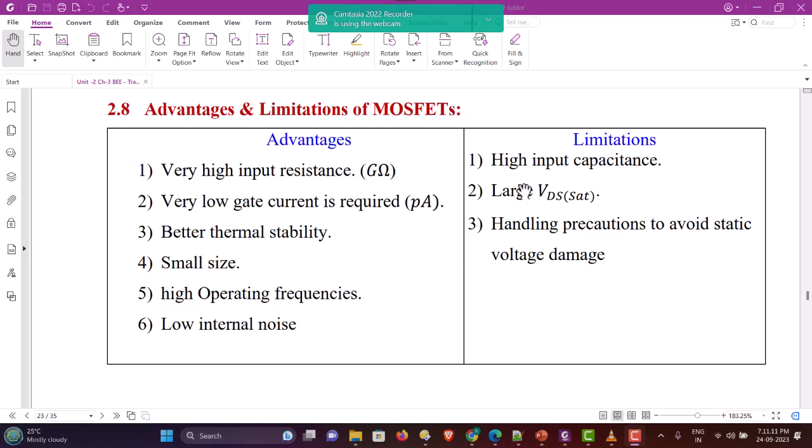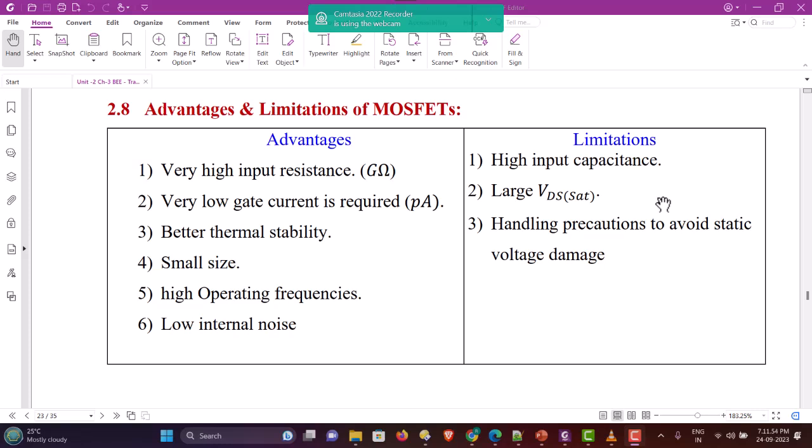The limitation is high input capacitance, because between gate and source there is a SiO2 layer and it forms a parallel plate capacitance. Obviously, this capacitance reduces the maximum operating frequency. The saturation voltage is large in case of MOSFETs compared to the saturation voltage of BJTs. So VCE SAT is much less compared to VDS SAT, and therefore the off-state losses and on-state losses in MOSFETs are more if VDS SAT is more.